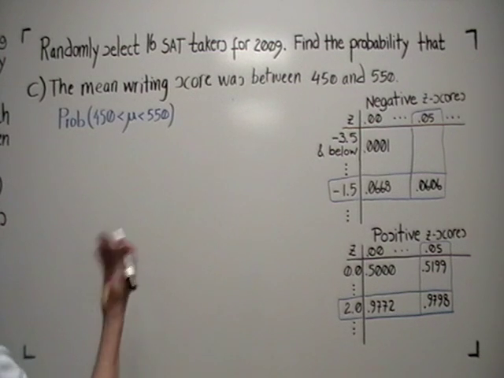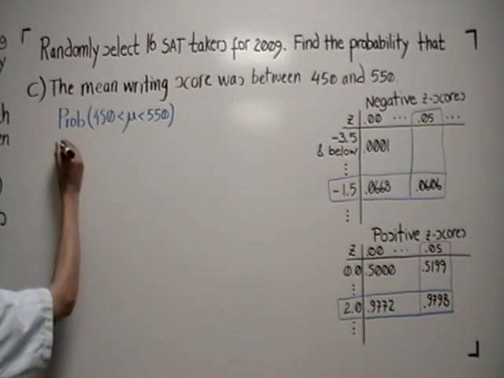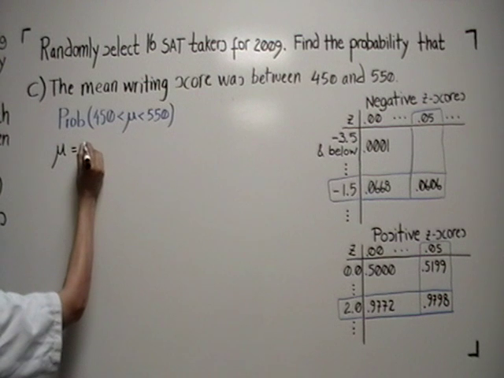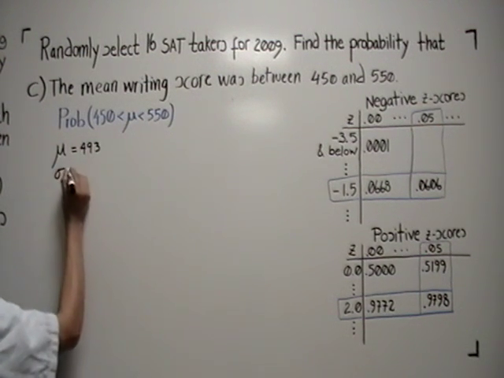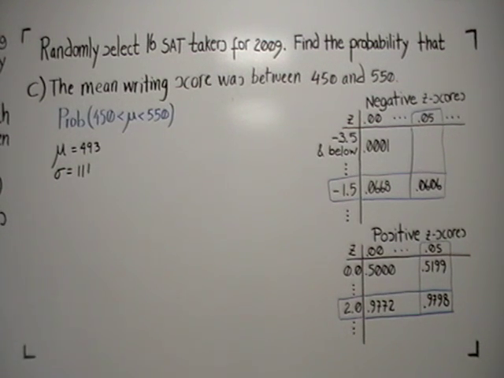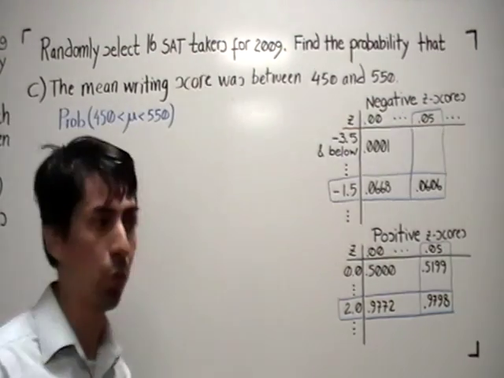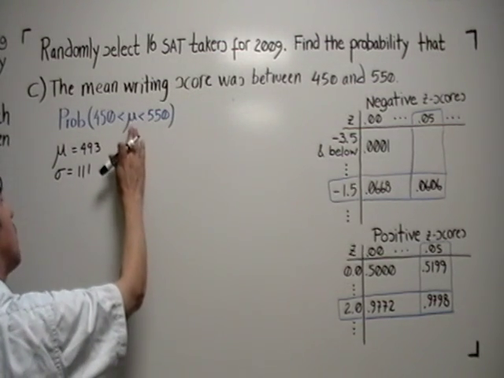Now, our population, that of SAT scores, happens to have a mean from the table, I'm getting this from the table, of 493 and a standard deviation of 111. The probability that we're looking for is on the random variable mu, which in this case is the distribution of the means.